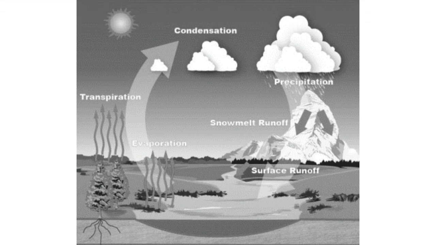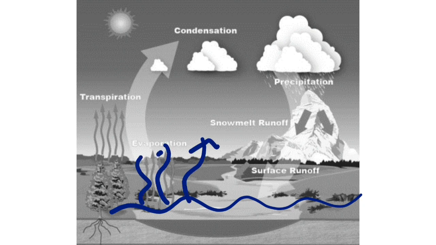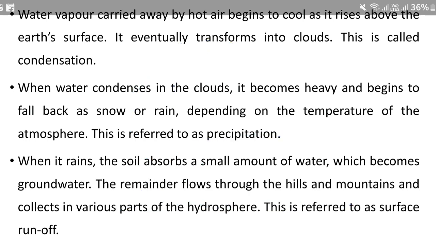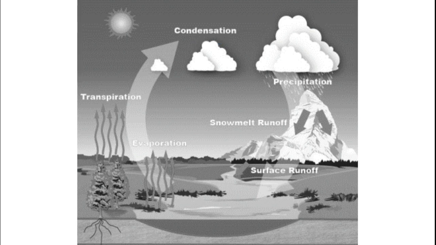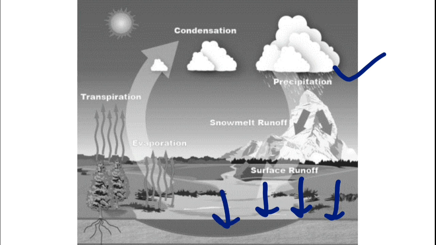Next, this is the water cycle, where at first from these various water sources water gets evaporated and finally reaches the sky, where it converts into clouds. Water vapors convert into clouds by the process of condensation. Water vapors get condensed and transform into clouds, and these clouds in the form of precipitation again return back to the earth's surface in the form of rain, snow, etc. Then finally, when they reach the earth's surface, some water is absorbed by the soil and stored as groundwater, and some flows as surface runoff.